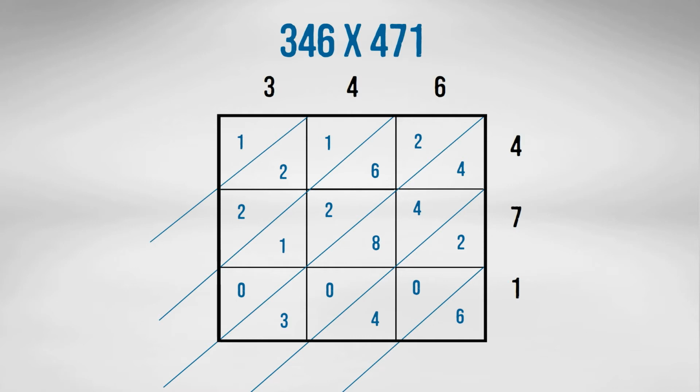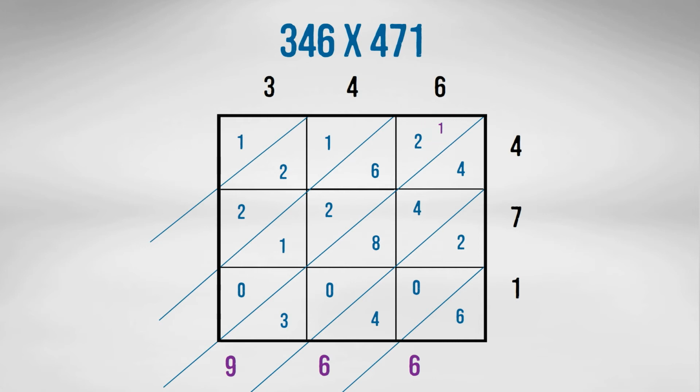Now it's time to add the numbers in the grid along the diagonals, starting from the lower right corner. Since there is only a 6 in the ones place, I'll put a 6 as my answer. Next, add 2 plus 4 and get 6. Then 4 plus 4 plus 8 plus 3 equals 19. So I'll put the 9 in and carry the 1. Notice that I put a small 1 at the top of the next diagonal to indicate that it is carried to the next place value.